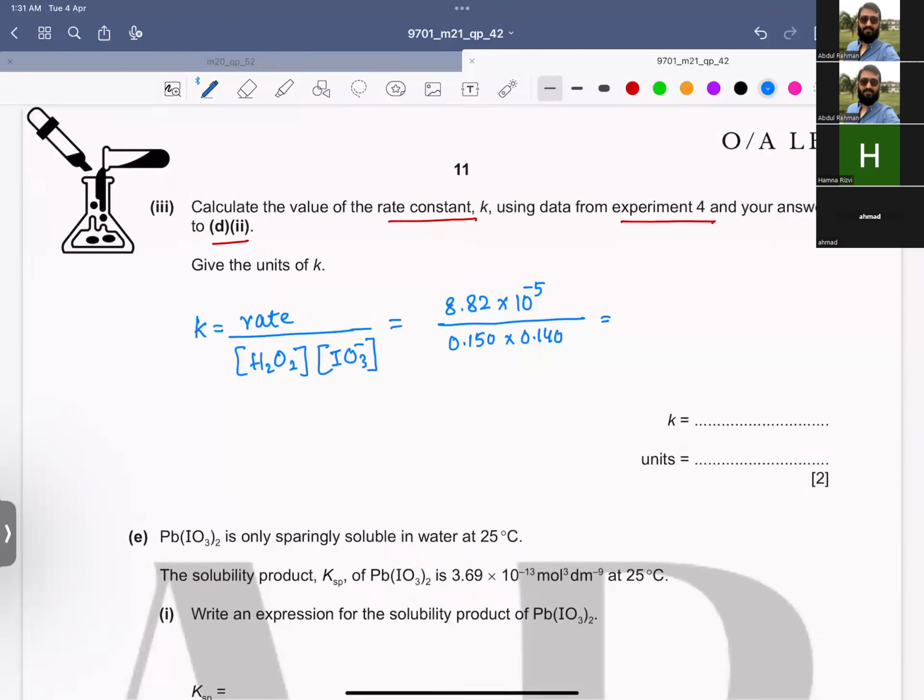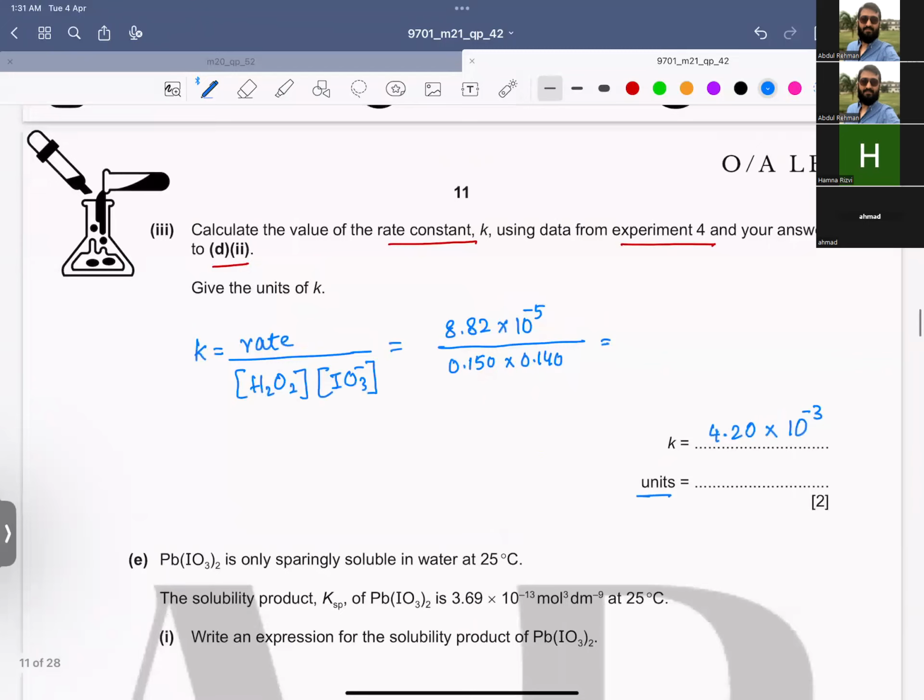4.2 exponent minus 3. 4.2, and there is no other figure after 2, Hamna? No. So you may write 4.20 because you have to keep 3 significant figures in your answer. So it's 4.20 exponent minus 3. Now you have to find the units.